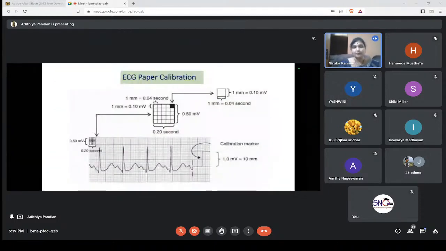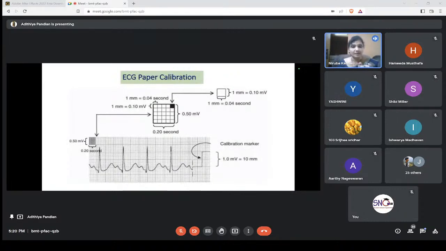This is the speed of the paper, which makes a very important point. We'll stay with this. The speed of the paper is very important. If it is 25 millimeters per second, the speed of the paper is 25 millimeters. That is very important. If the speed changes, everything is going to change here, and everybody must know this about the recording.